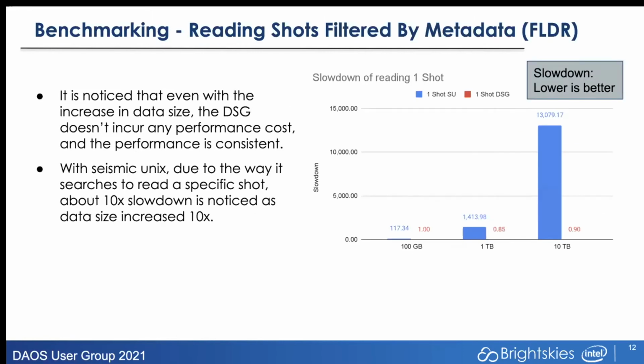Our second benchmark was the filtering of traces based on one header key unique value. For this test, we chose to filter by FLDR and read one shot of data. It is clear here that the DSG offers no performance cost as data size increases. And it's consistent due to the way the DSG uses the previously built indexes during fetching the data.